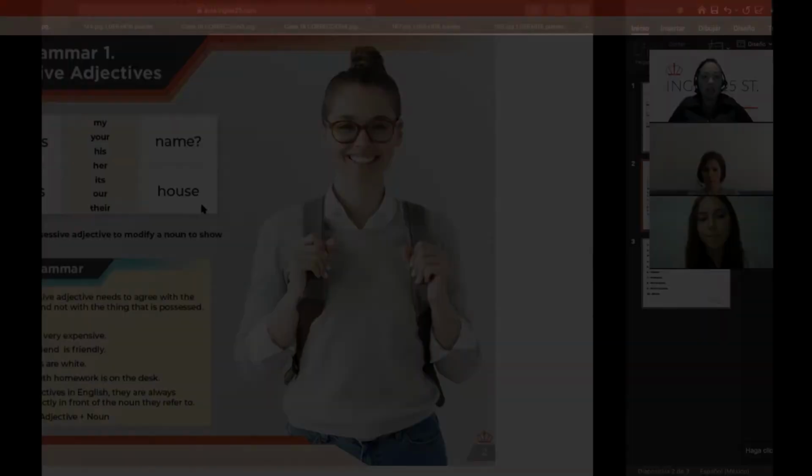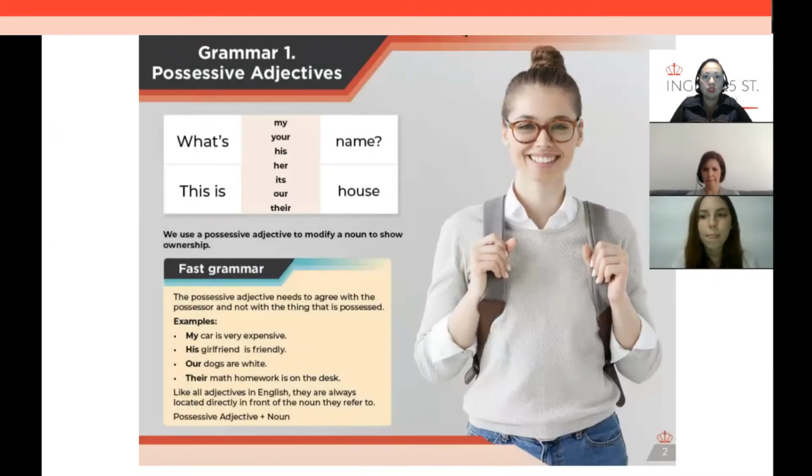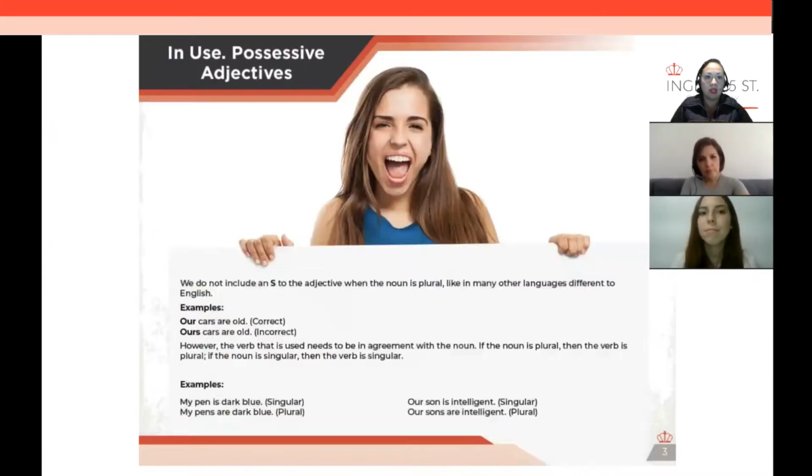So now we are going to continue with the lesson. Questions so far? No. So far, so good. Perfect. Okay, let's continue. We are going to continue with the possessive adjectives. Maria, can you please read these examples, please? Only the examples? And also the information.